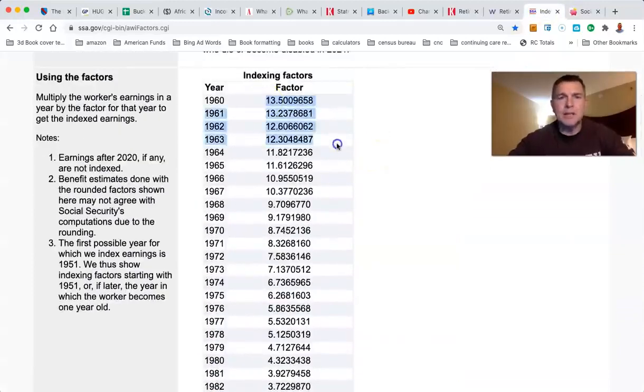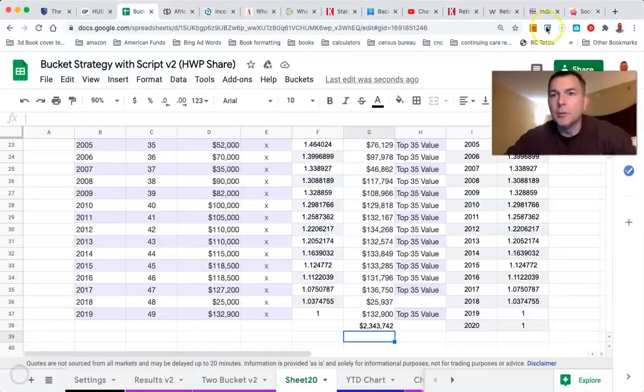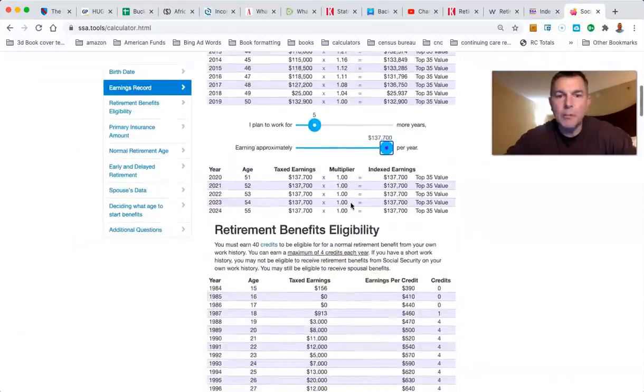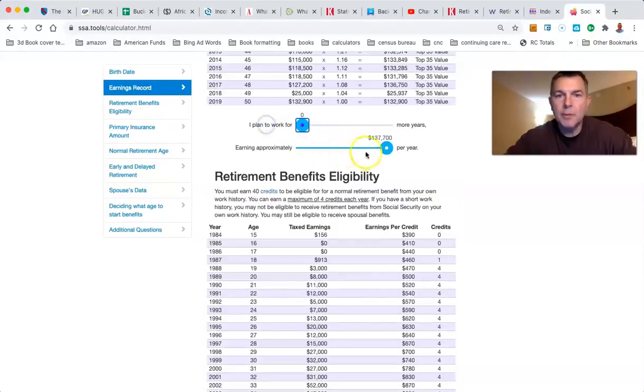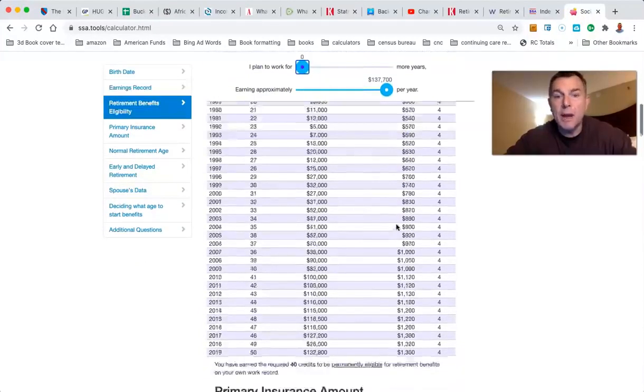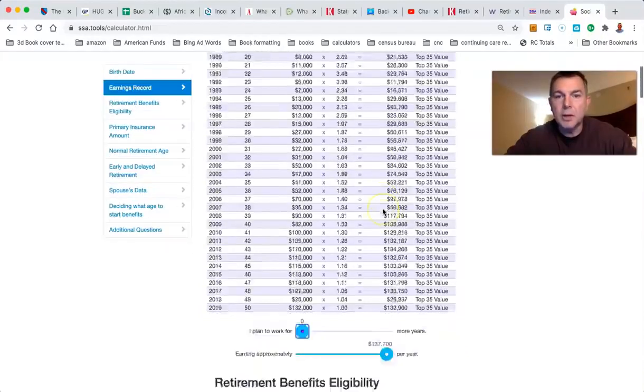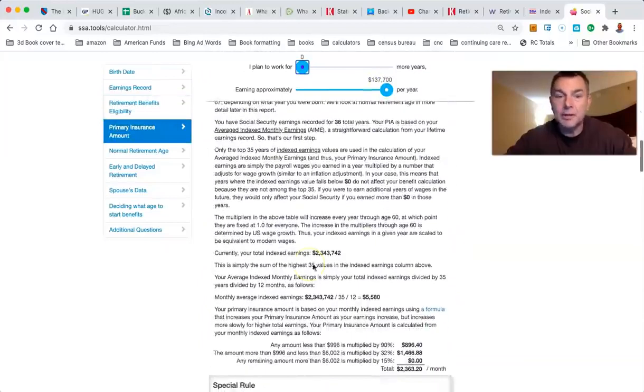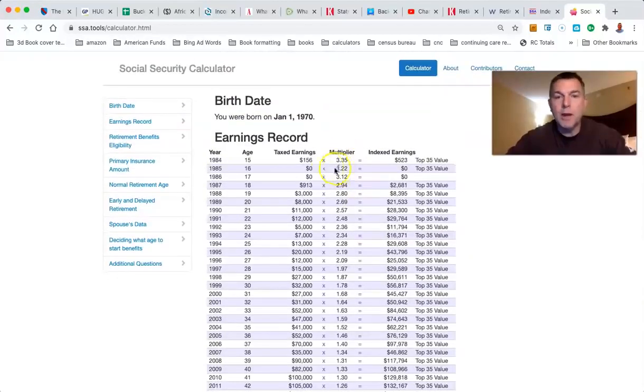And I can actually take, well, pause real quick. I'll go in here and show you what I've done. If we go back to this right here, and I say I'm not working anymore, I'm stopping right there. Using their indexing numbers, they have my total indexed earnings at 2.34 million, because they're taking the indexing number they have at 3.35 times the amount of money I made in 1984.